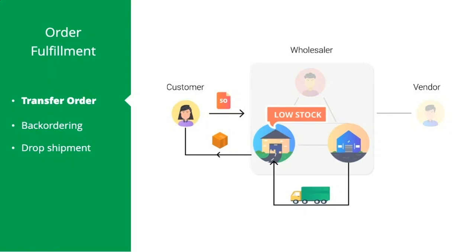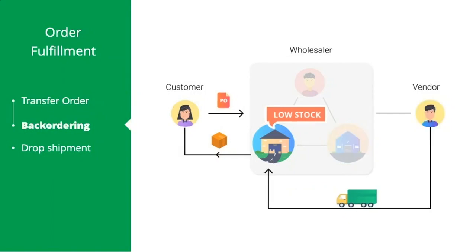So back ordering can be done when the stock is low. You can create a sales order, convert that into a purchase order to the vendor directly, and then drop it to your warehouse and get it shipped to the customer, as mentioned earlier.